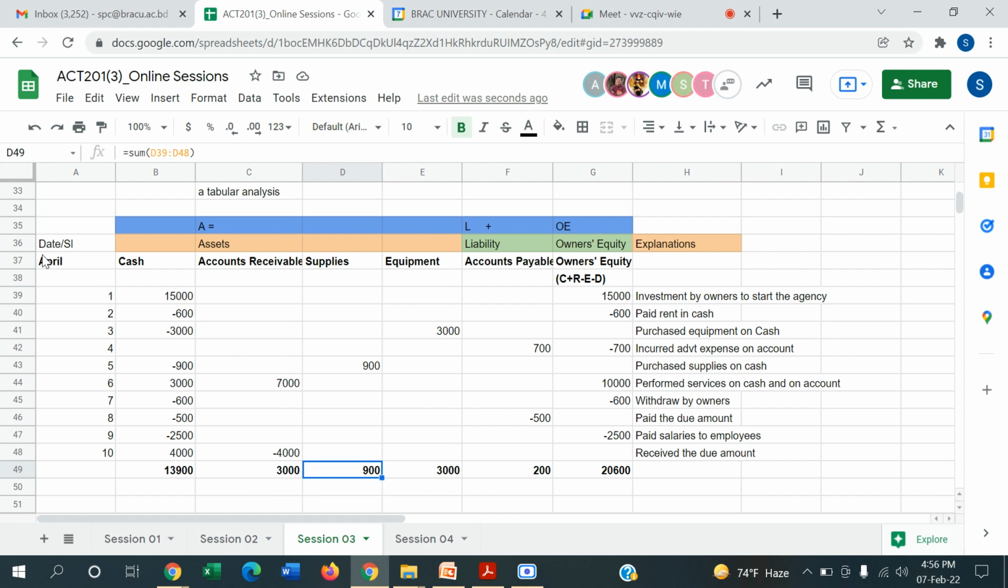Maybe this summary has been prepared at the end of April. It means that at the end of April, we have cash of 13,900, accounts receivable of 3,000, supplies of 900, an equipment of 3,000, we have a liability regarding accounts payable of 200, and our owner's claim is 20,600. That's how we can grab the information from the tabular analysis.